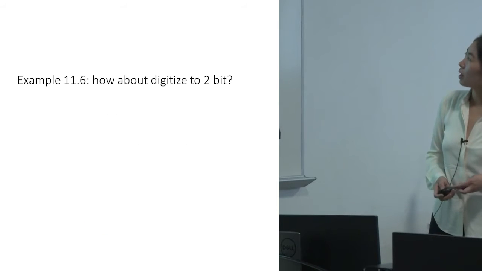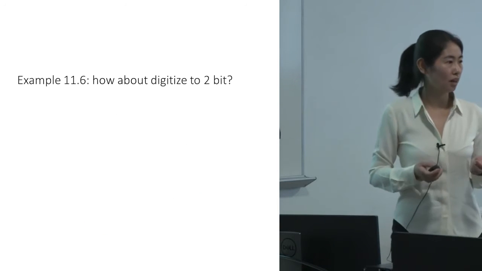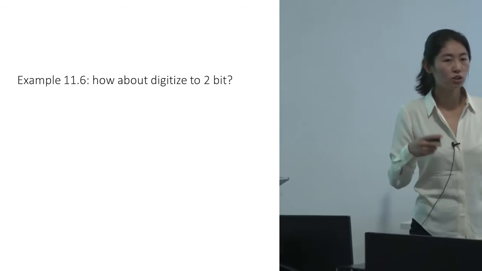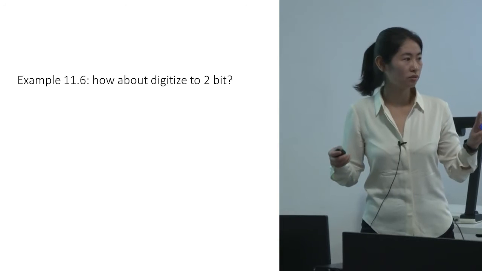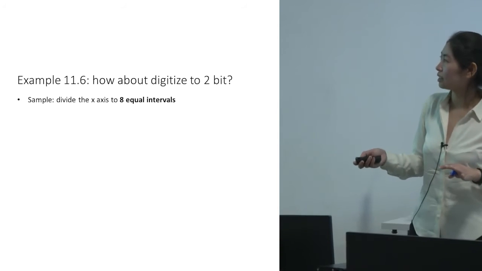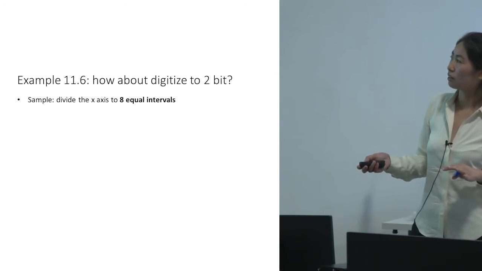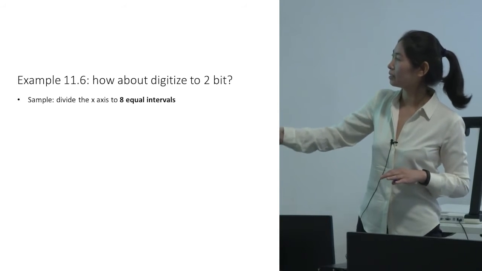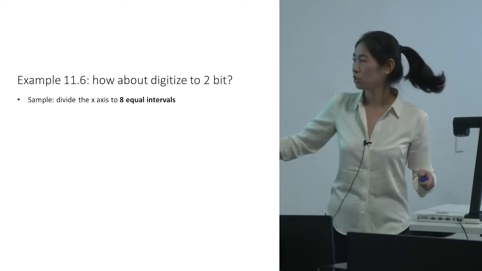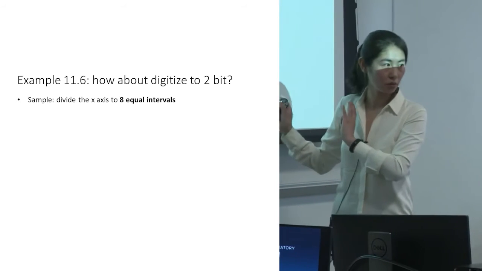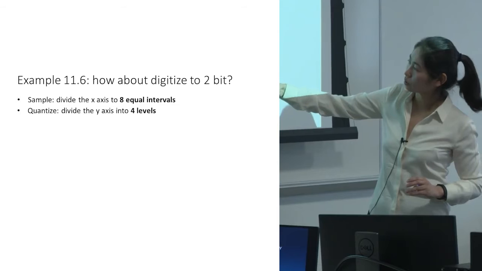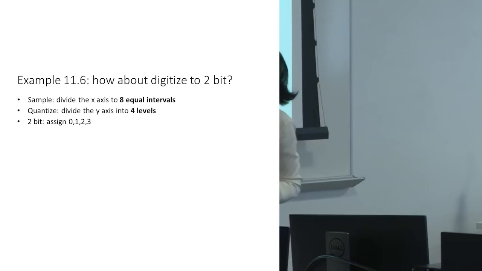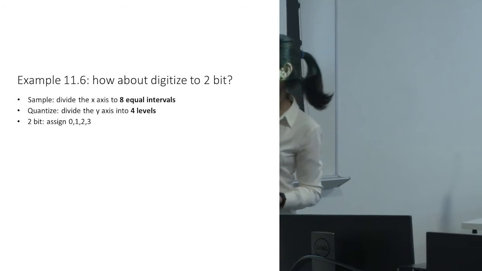Okay, so how about we digitalize the same analog signal into 2-bit? What does 2-bit mean? It's 2 to the 2, so that's 4. So my y-axis, instead of having 2 levels, now I'm going to have 4 levels. I still keep my sampling rate to be 8 intervals, so my x-axis is chopped the same way. Now my y-axis is going to be chopped twice as much.